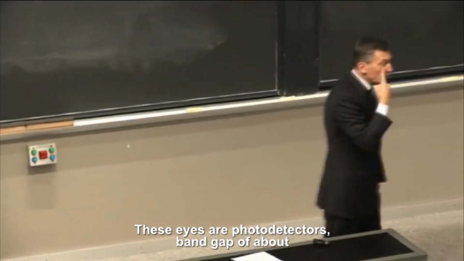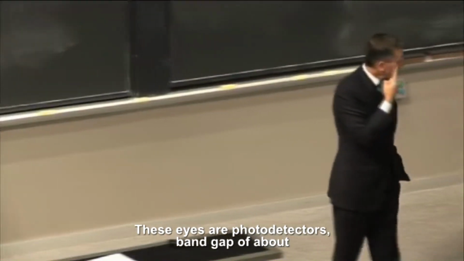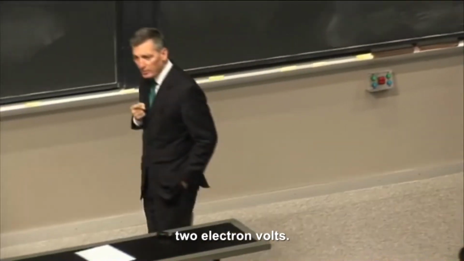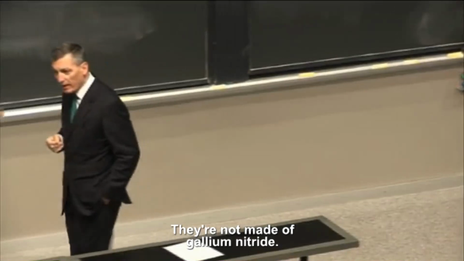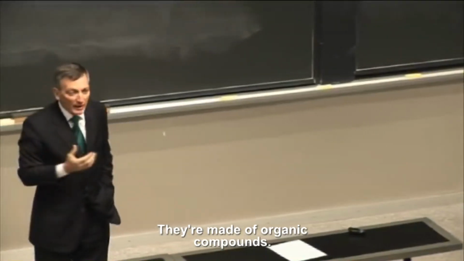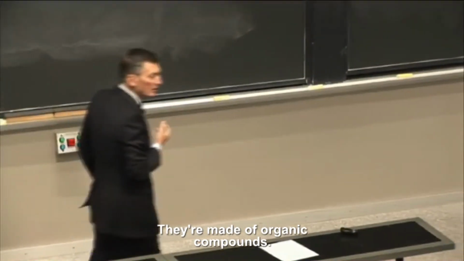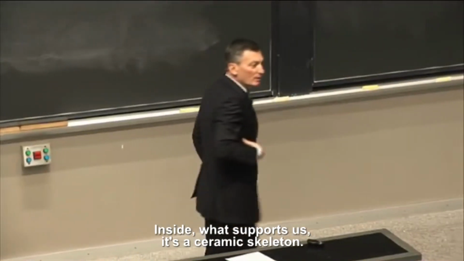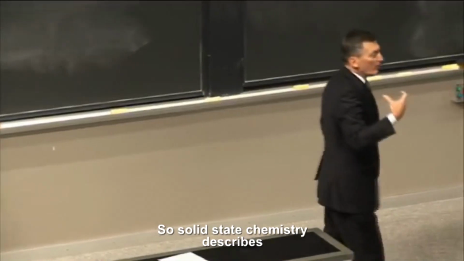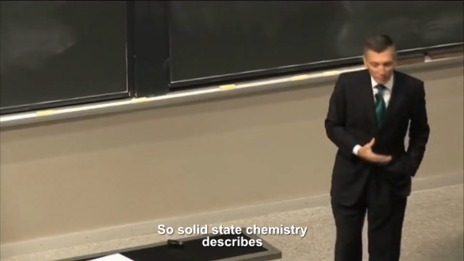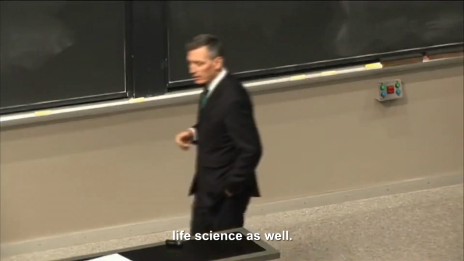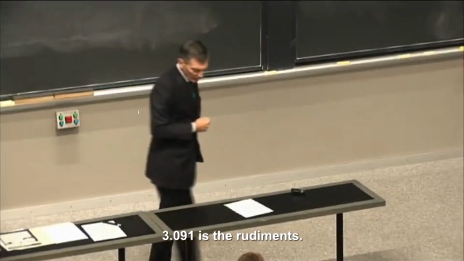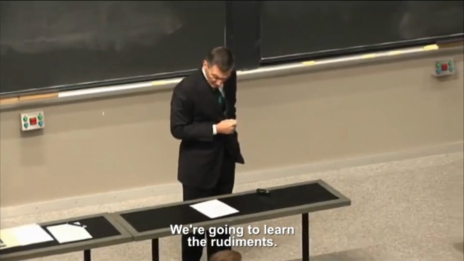These eyes are photodetectors, band gap of about 2 electron volts. They're not made of gallium nitride. They're made of organic compounds. Inside, what supports us? It's a ceramic skeleton. So, solid-state chemistry describes life science as well. What we're going to learn in 3091 is the rudiments. I'm going to learn the rudiments.